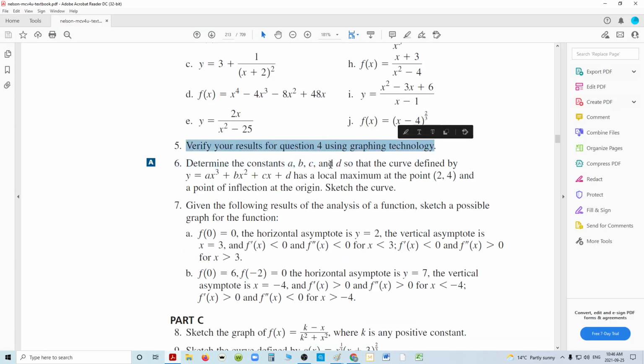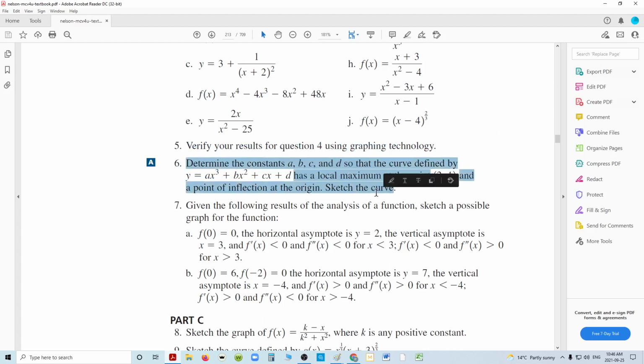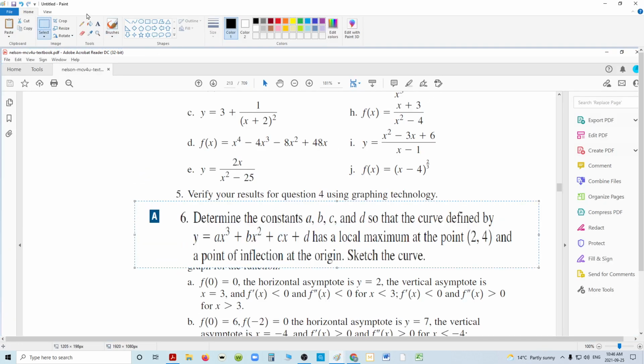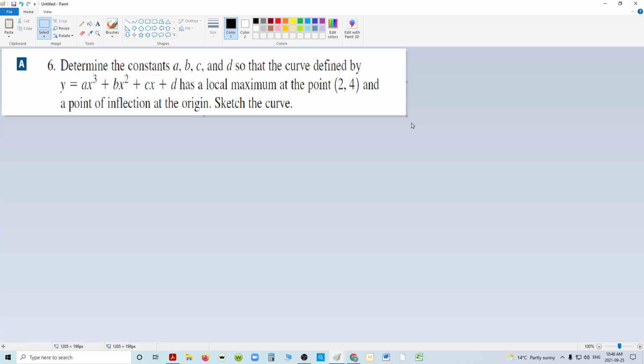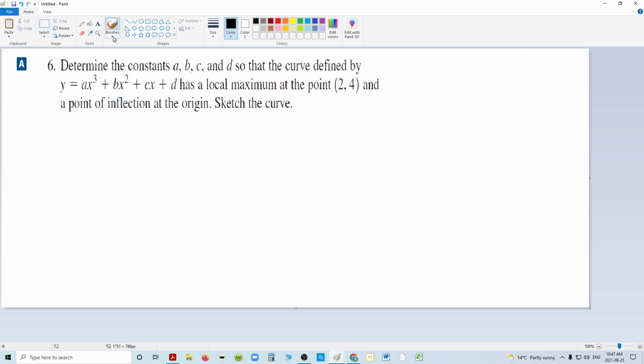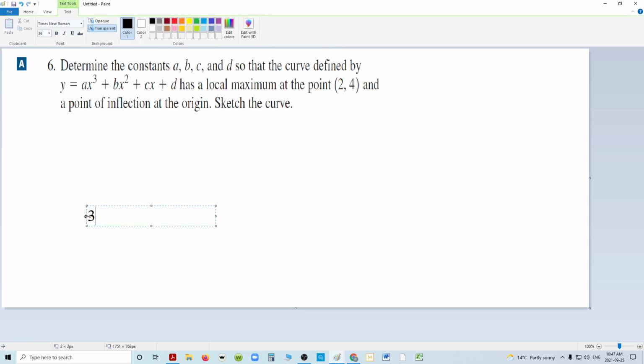Yeah, we did number 5. This is kind of stupid, but we'll try it. So they're just giving you missing values again. A, B, C, D, so that the curve defined here has a local max point at (2, 4). So that means the second derivative is going to be negative, and the first derivative is going to be equal to 0. Let's start by taking the first derivative.